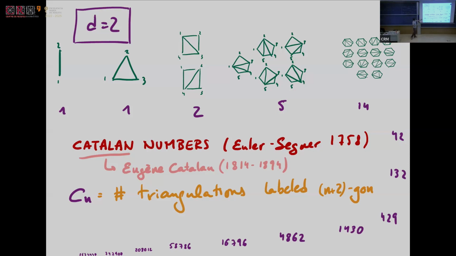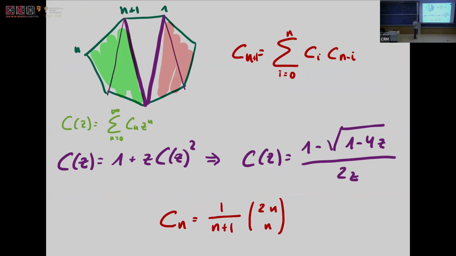Anyway, the nth Catalan number is the number of ways of triangulating a labeled (n plus 2)-gon. And I'll start with the segment. I also say that there is one way of triangulating the segment. And since the privilege of being senior is that I have 15 more minutes, I have the time to give you a proof. So let's count the Catalan numbers.